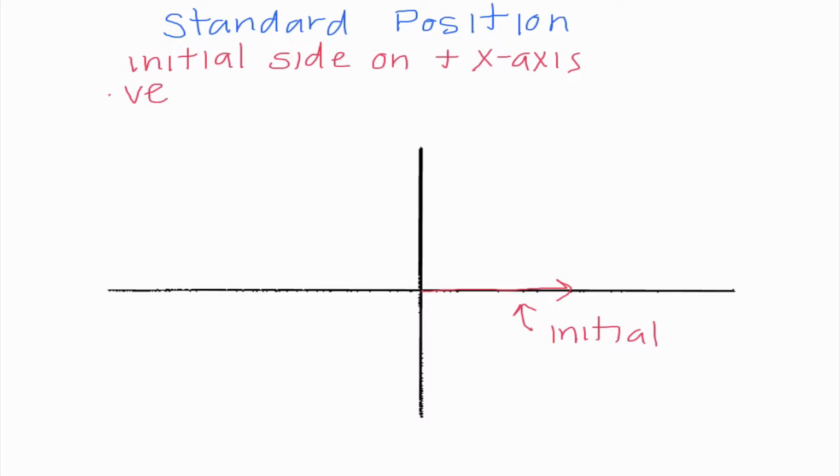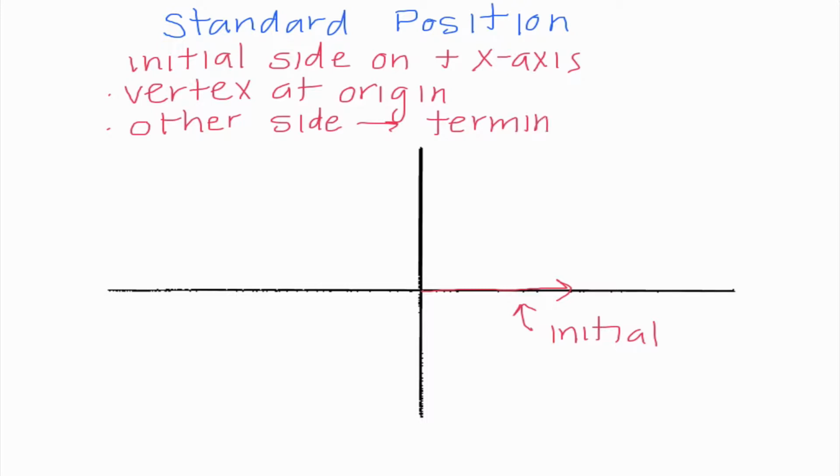Notice my vertex is at the origin, and we call our other side the terminal side. And the terminal side, it really depends on where we need to graph our particular angle. I'm just going to go ahead and put it like right here. Okay, so that is our terminal side. So this is an example of kind of what we're used to seeing when we're graphing. Let me make that a little bigger. There we go. That looks prettier.